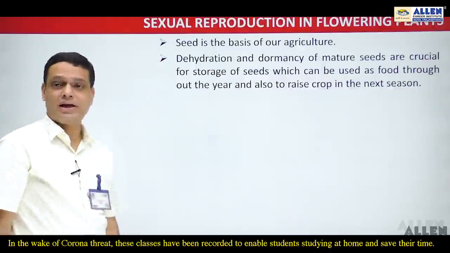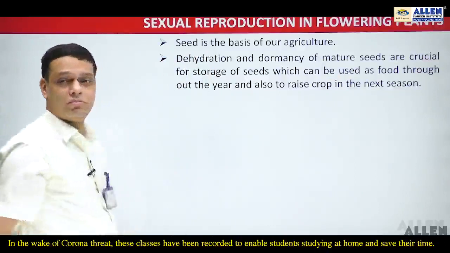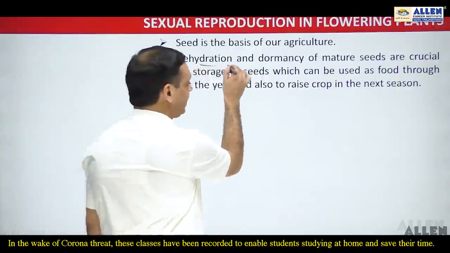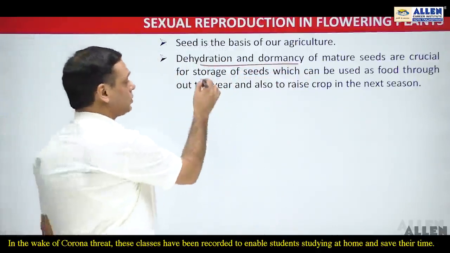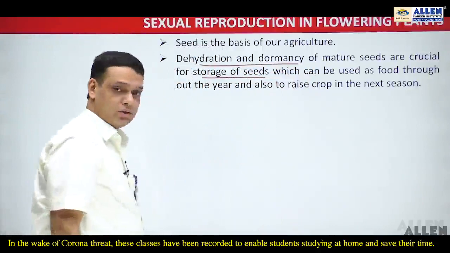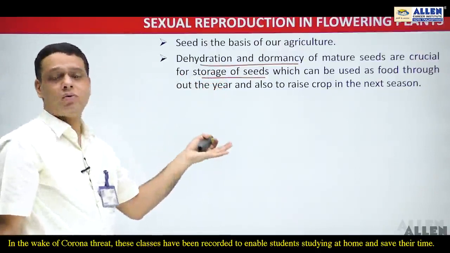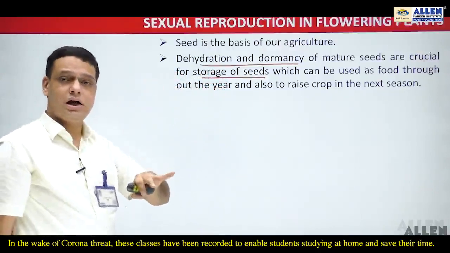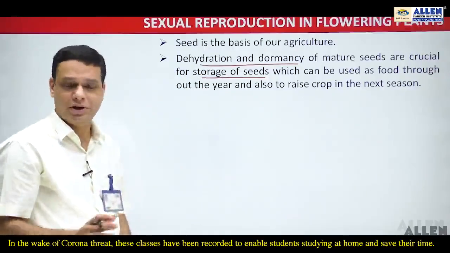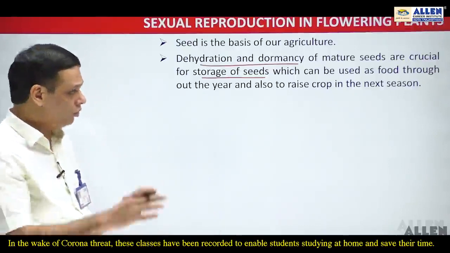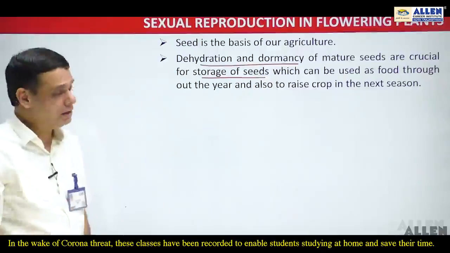Seed is also considered as one of the bases of agriculture. It is also one of the advantages. Dehydration and dormancy of the mature seeds are considered crucial for the storage of seeds. If the seeds get an appropriate amount of water and do not undergo a dormant period, then such seeds can easily germinate and we can't store them. So for the storage of seeds, dehydration and dormancy are very crucial.